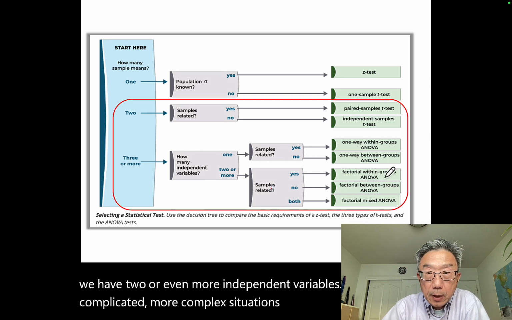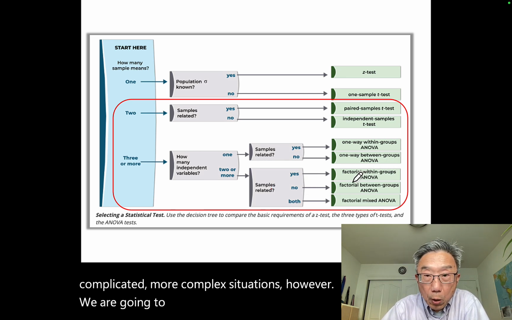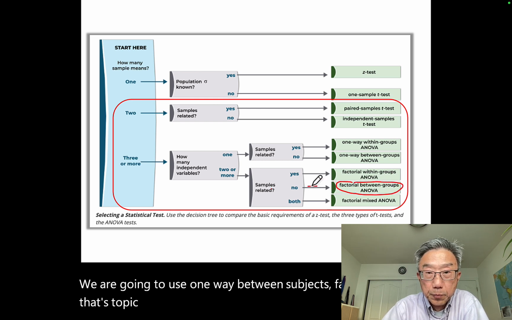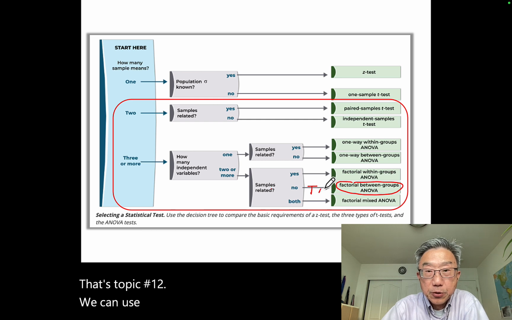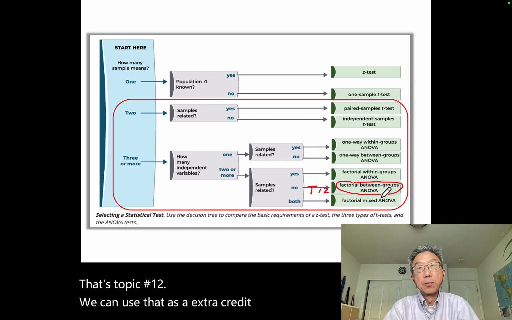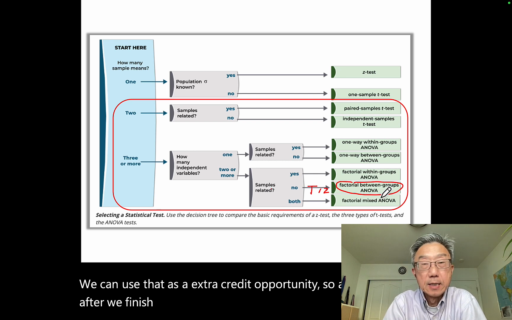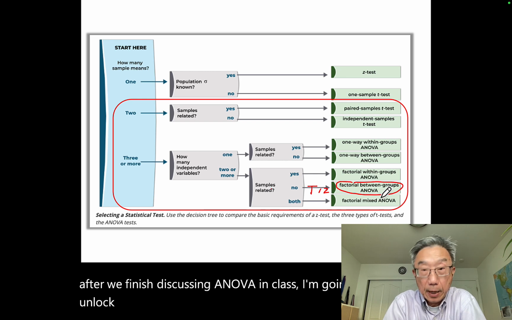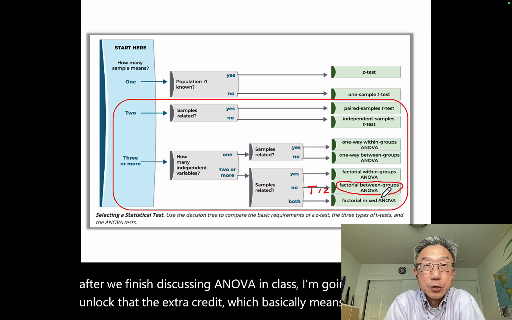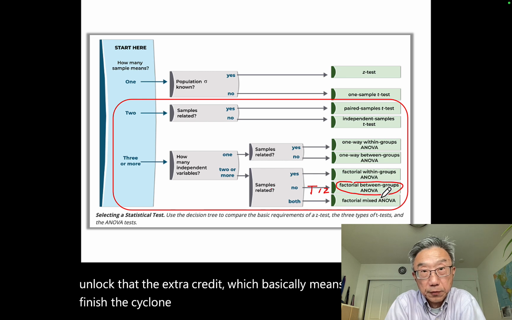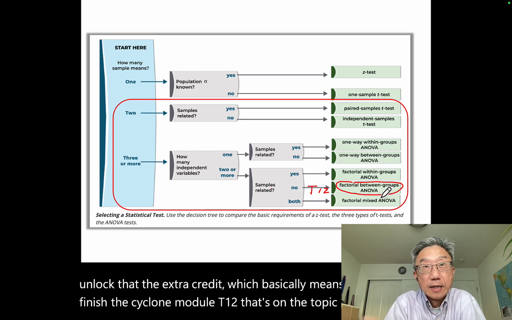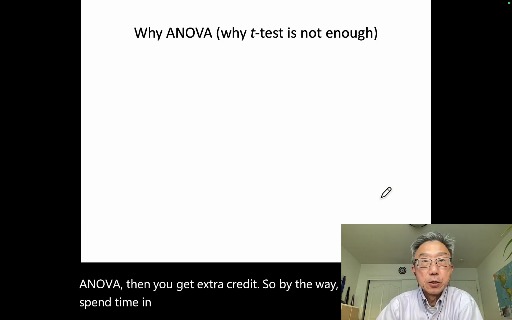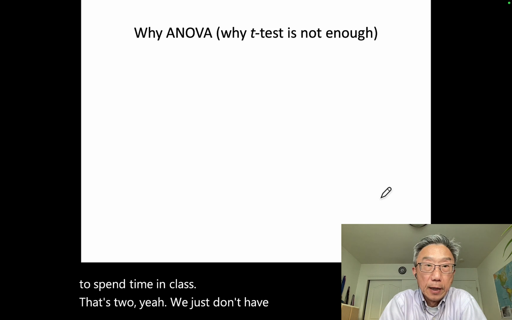However, we are going to use one way between subjects, factorial ANOVA, that's topic number 12, as an extra credit opportunity. At some point after we finish discussing ANOVA in class, I'm going to unlock the extra credit, which basically means that if you finish the Scikit-learn module T12, on the topic of factorial ANOVA, then you get extra credit. But we're not going to spend time in class. We just don't have time for that.